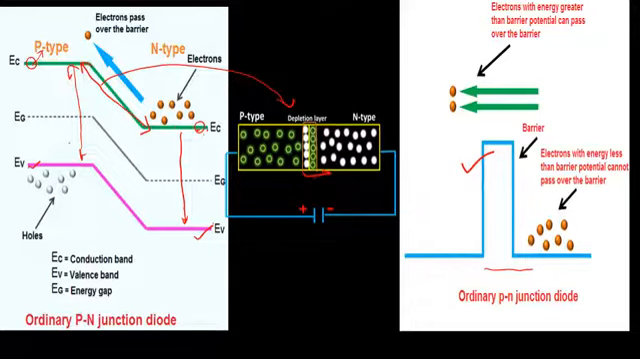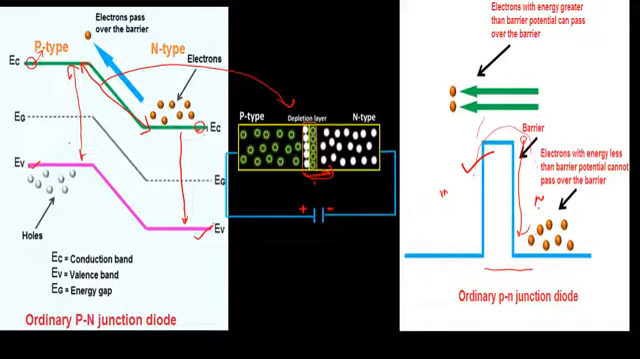So this is the potential barrier. Electrons are here in the n-type region and there is the p-type region. An electron with energy less than the barrier height cannot pass over the barrier. Only an electron with energy greater than the barrier potential of the depletion layer can pass over it. So to overcome this barrier, electrons of the n-type region need energy more than the barrier height.